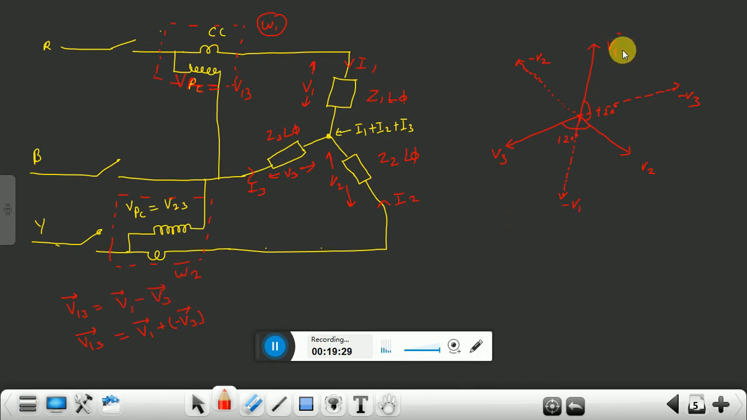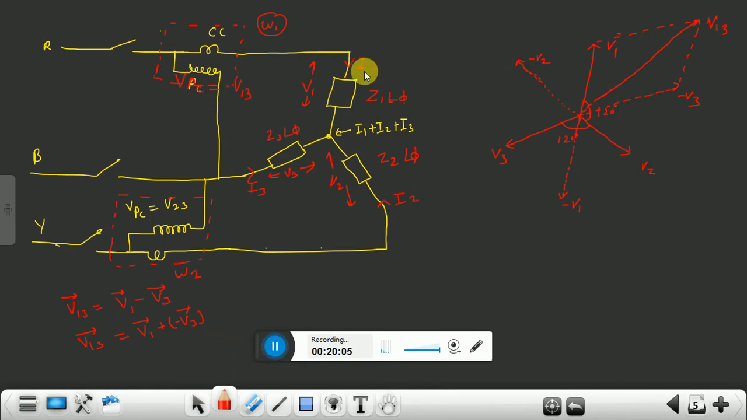So this is V1 and this is your V3. To add the two quantities, take the vector sum. This is V1 and this is your minus V3. Here we add V1 plus minus V3. So this is your V13. This is V1, this is V13.